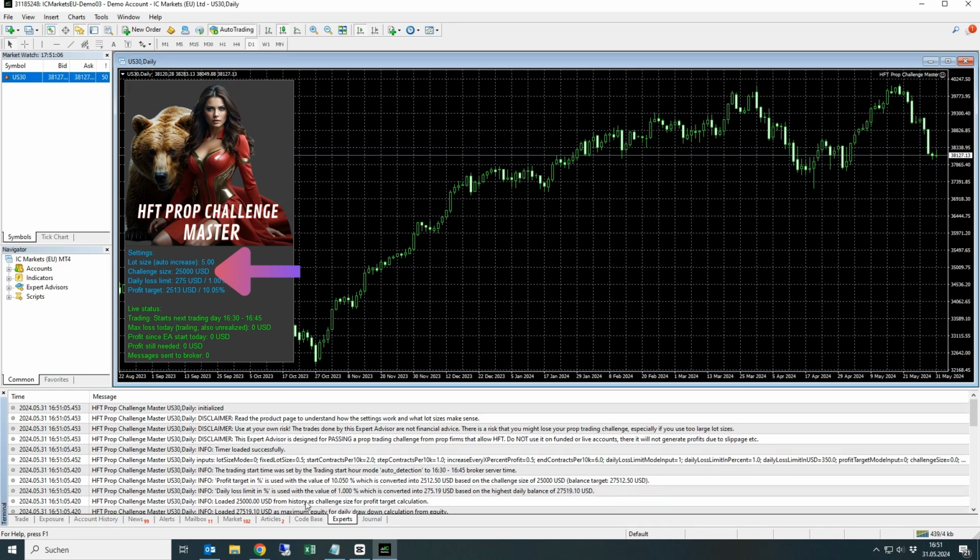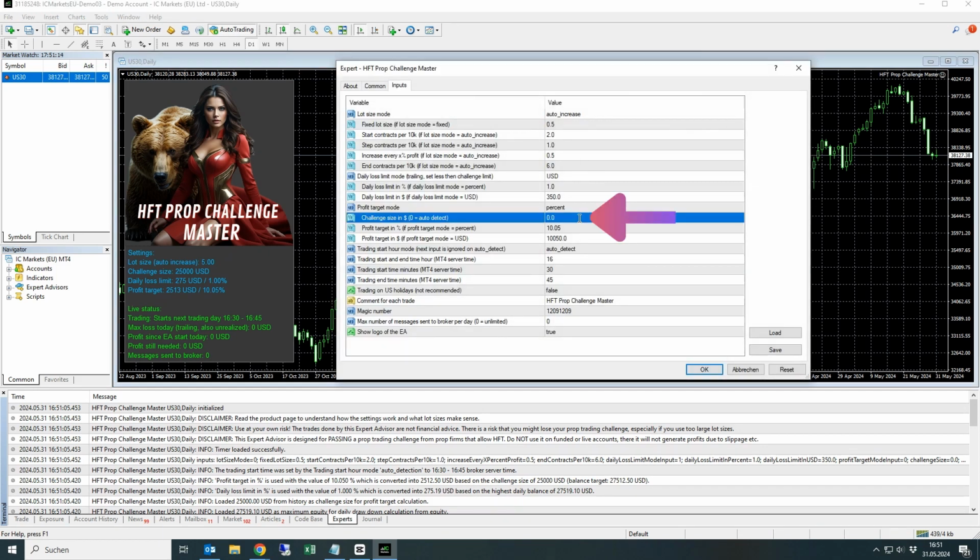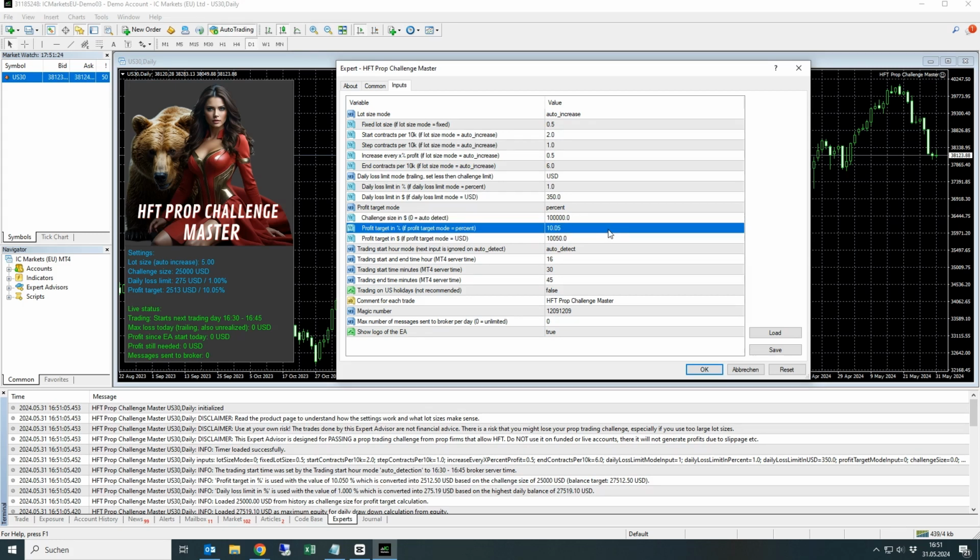Besides the information on the chart, you can also check the Expert Advisor console. Here you also see that it works. As an alternative, you can enter the challenge size manually, but if you, for example, enter 10 too much or too little, calculations based on the challenge size, like the profit target, are wrong. So if possible, use auto-detection.